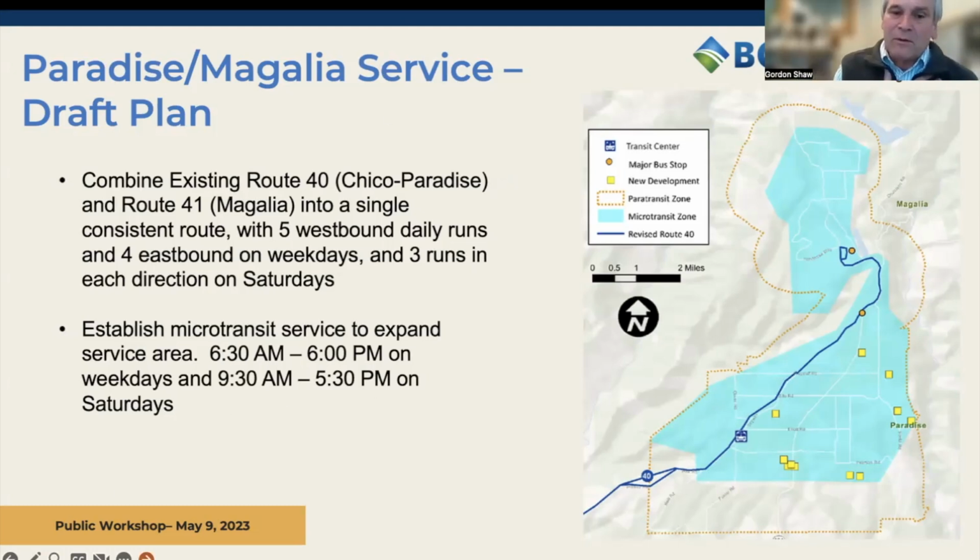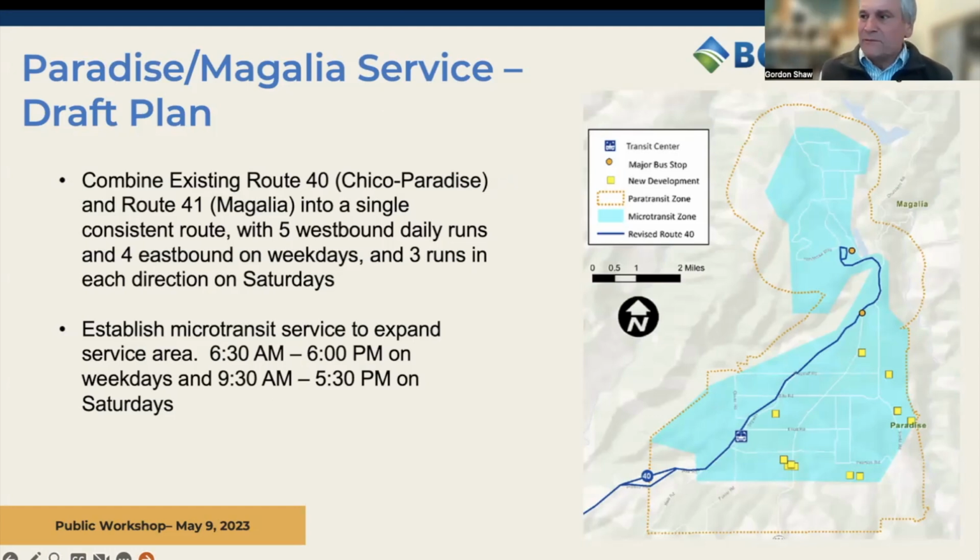So again, this is a microtransit service that would be up on top of the ridge, serving that blue area. Any trip within that area, great, we'll take you to the grocery store and back. If you need to go down the ridge to Chico, we'll get you to a transit center or to a major stop, and then you can take the route there.